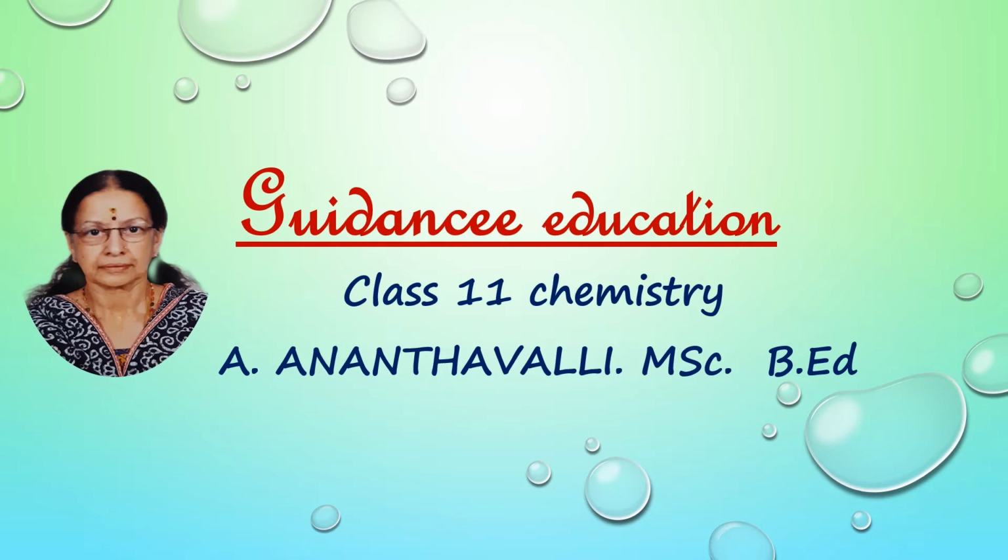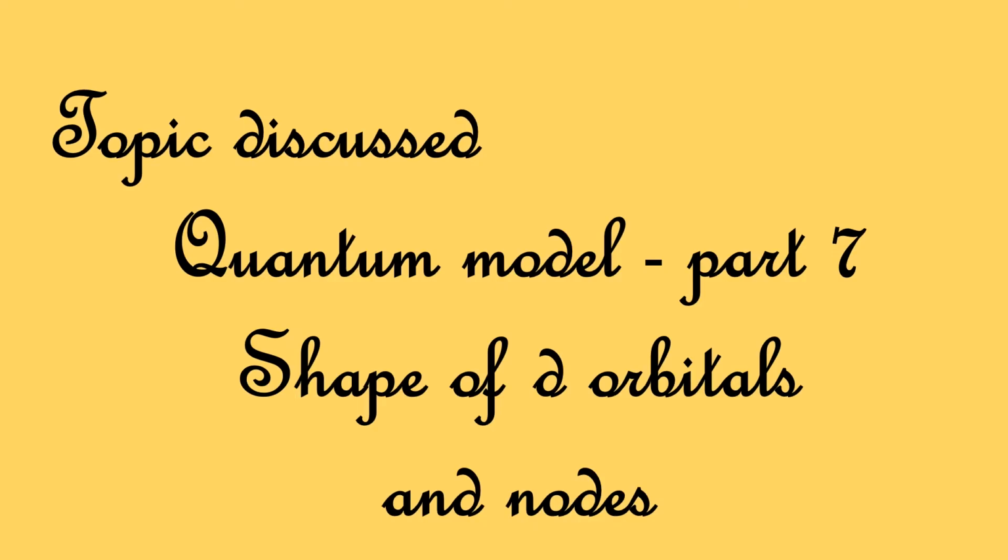We are continuing class 11 chemistry, chapter 2, structure of atom. Under that, we are doing quantum mechanical model of atom. This is part 7 under that. We will see the topic that is discussed. The topic is shape of d orbitals and nodes.